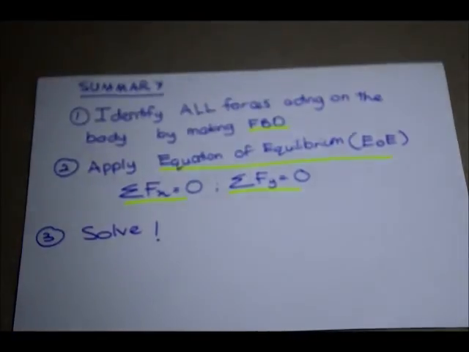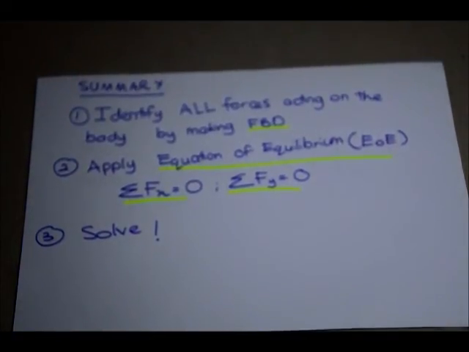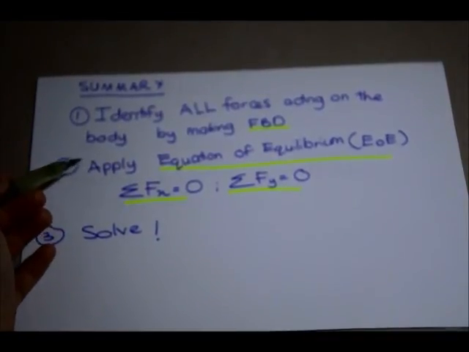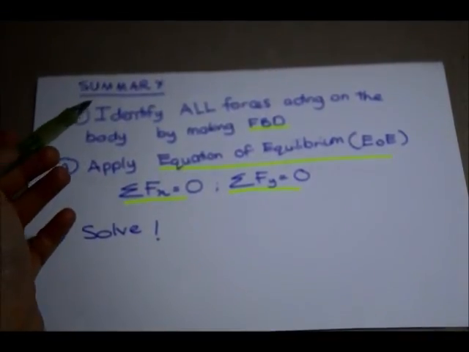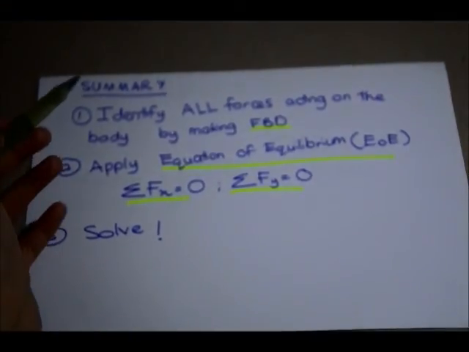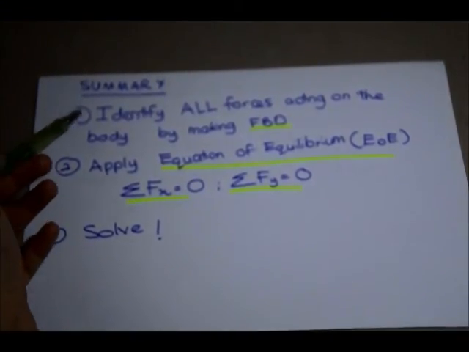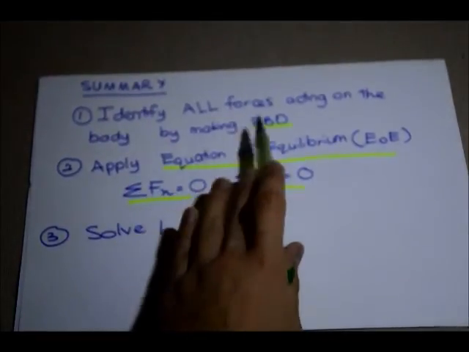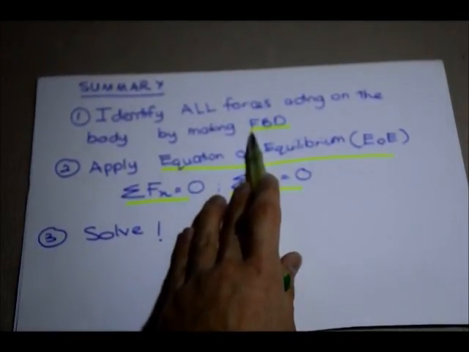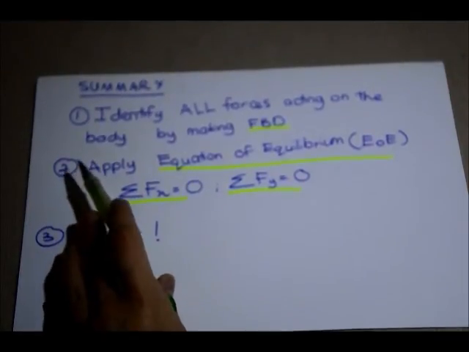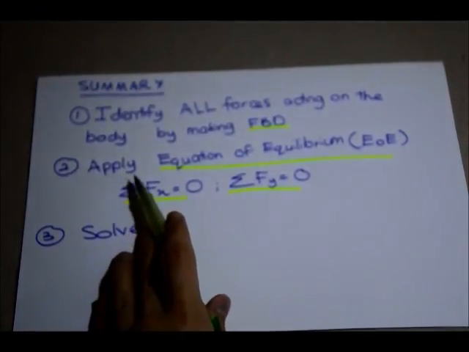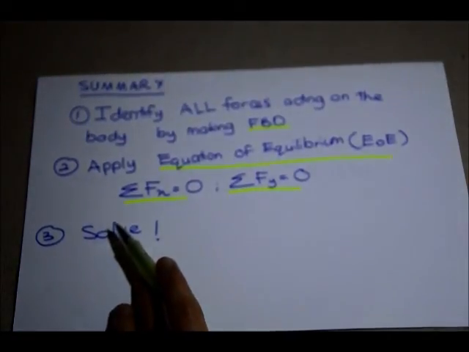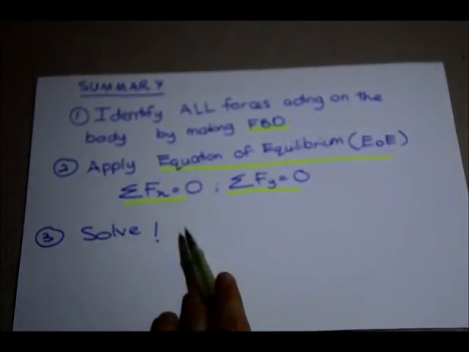So, we have done two questions. Now I would like to summarize what we have got today. In dealing with problems related to coplanar force system, the first step that you need to do is to identify all forces acting on the body by making a free body diagram. Next, the second step is you must apply the equation of equilibrium. Then the final step is you solve the equations in order to get the unknowns.